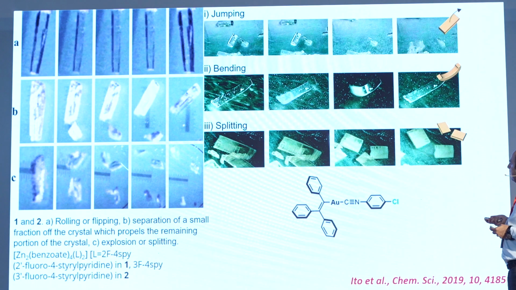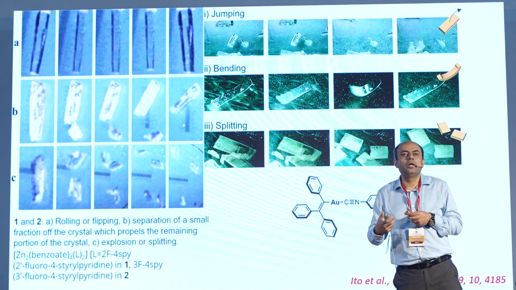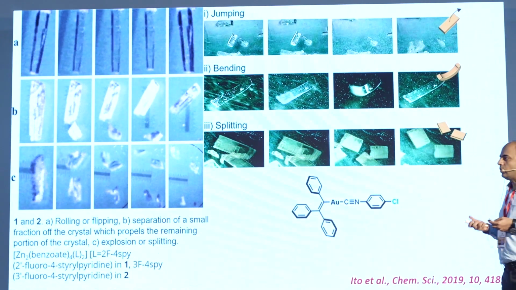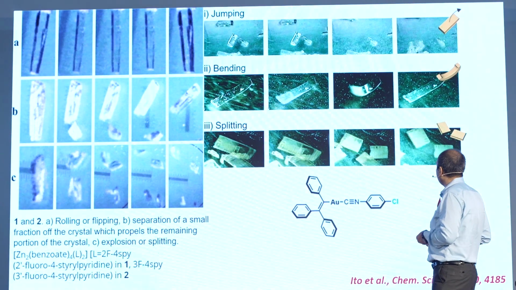Instead, they observed that that kind of a process is facilitated by this kind of mechanical dynamic motion. And then Professor Hajime Ito reported a gold complex with chlorobenzonitrile, where again he saw this kind of ballistic motion, jumping, bending and splitting of molecular crystals. Now this is the process where the motion is not controlled. It will be good if you can control the motion and use it to harness it for some particular application.